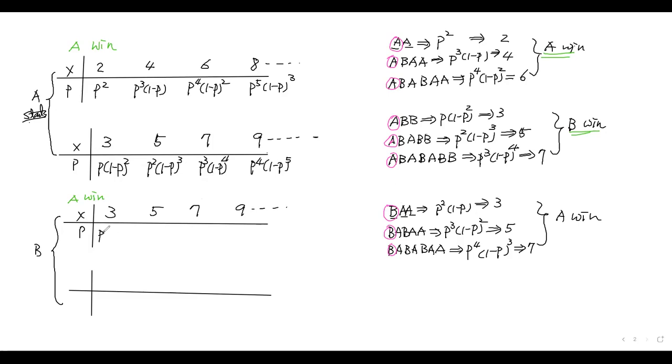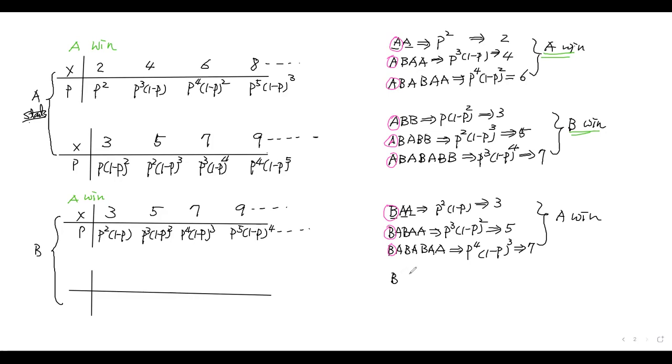This is the P square, 1 minus P. Okay, and then this is a P cube, 1 minus P to the square. Then this is a P fourth, 1 minus P to the third. Then this is a P fifth, 1 minus P to the what? To the fourth, and so on. All right, so now let's take a look at here.